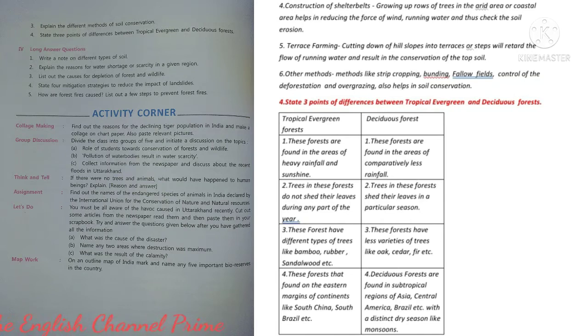Fourth point, evergreen forest: these forests are found on the eastern margins of continents like South China, South Brazil, etc. And under deciduous forest, you can write: these forests are found in subtropical regions of Asia, Central America, Brazil, etc. with a distinct dry season like the monsoons.